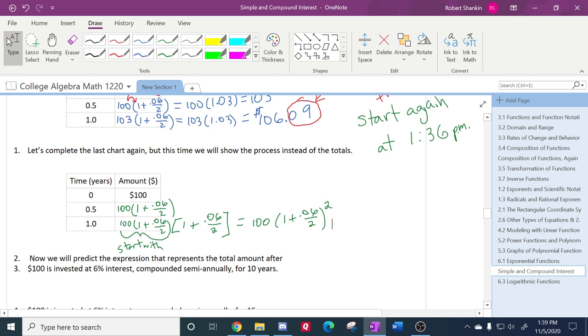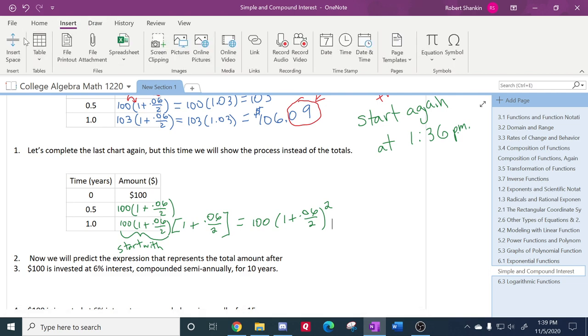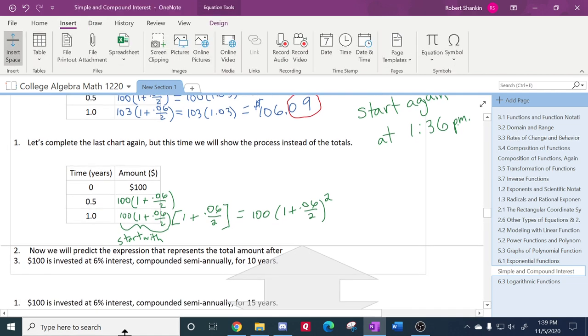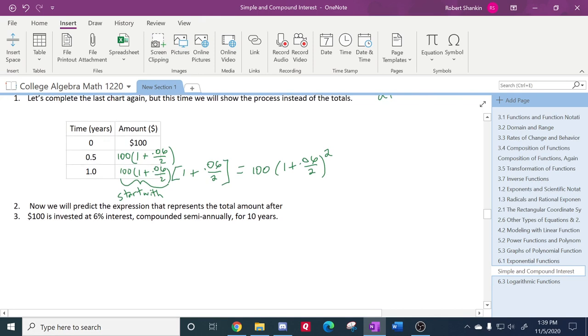Now we will predict the expression that represents the total amount after, so let me create a little more space. After $100 is invested at 6% interest, compounded semi-annually for 10 years. Now this is because this was a worksheet that I imported into here. It tries to renumber everything.